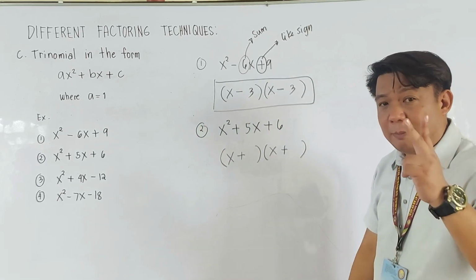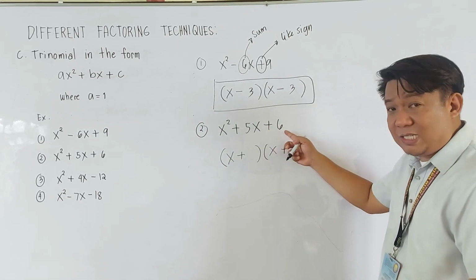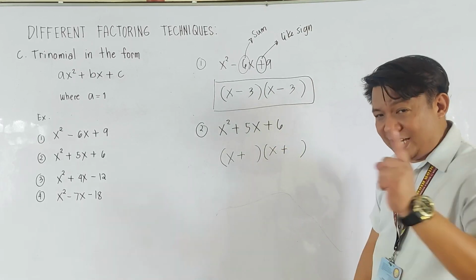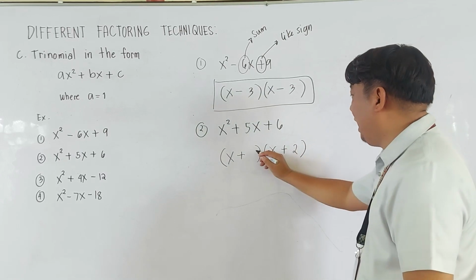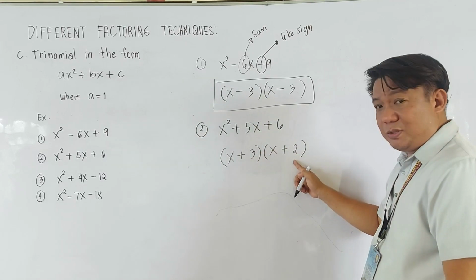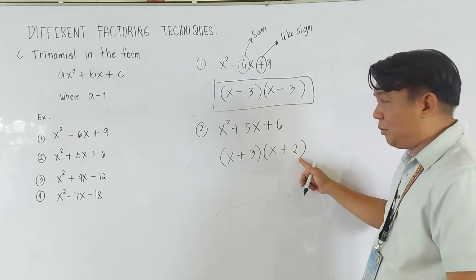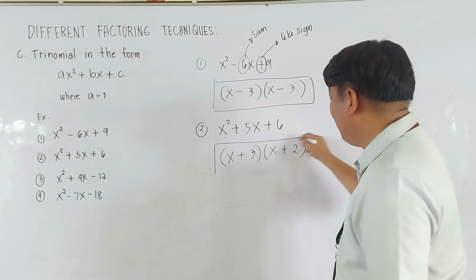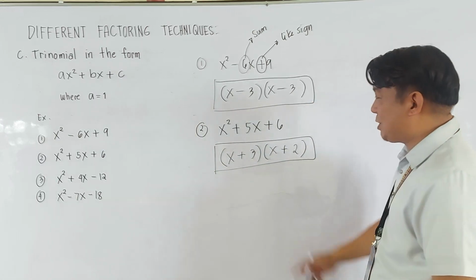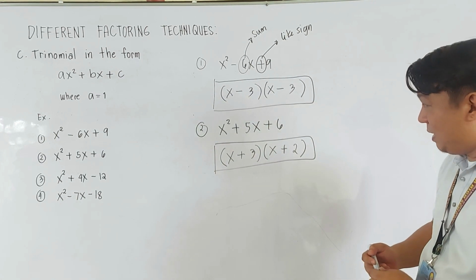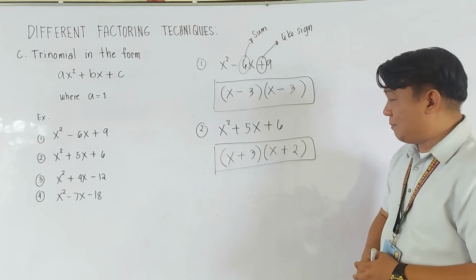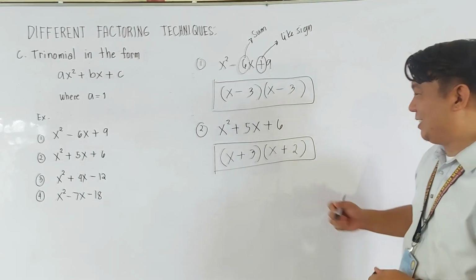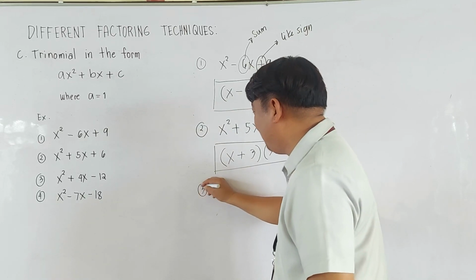So, let's think two numbers na pag pinag-multiply natin ay 6 at pag pinag-add naman natin ay 5. Yes, you're right. That's 2 and 3. 3 times 2 is 6 and 3 plus 2 is 5. And there you have it. Okay? So, the factors of x squared plus 5x plus 6 is x plus 3 times the quantity of x plus 2. Alright, so let's have another example.